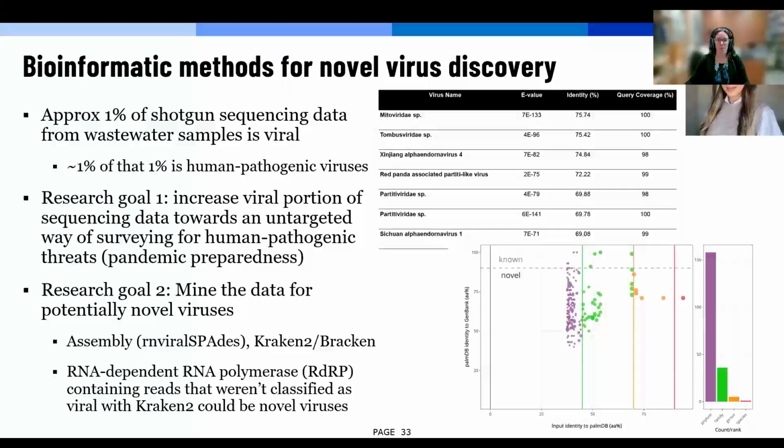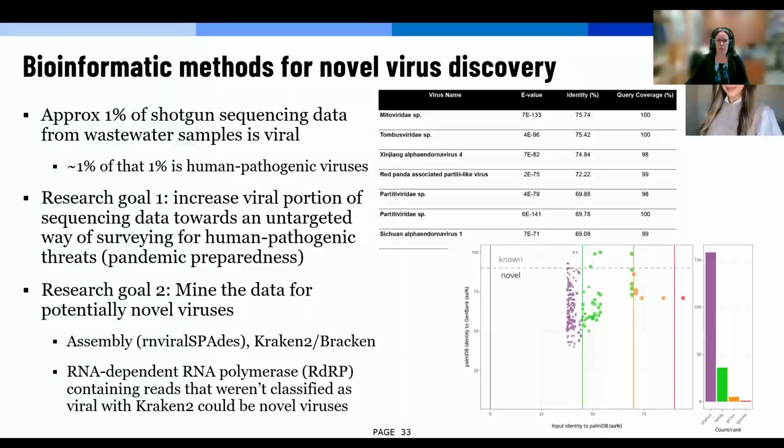And only about 1% of that initial viral 1% are sequences from human infecting viruses, and even less of these have pandemic potential. We would love to have an untargeted approach to detecting these human pathogenic viruses without the need for assay development in an emergency situation. So the challenge is to increase the resolution to enrich for viral sequences, which we can do through both experimental methods like filtration and centrifugation, and also through bioinformatic methods.